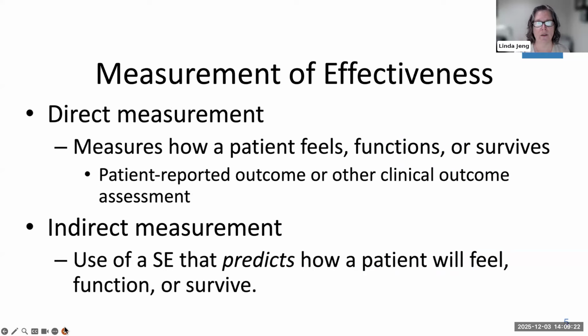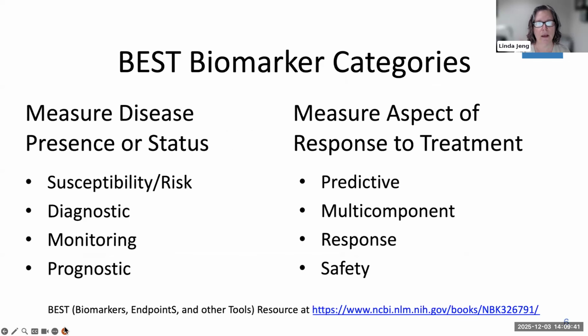Indirect measurement is more an application for the surrogates, which would predict how the patient feels, functions, or survives, as opposed to actually measuring it. So in the sense of a surrogate endpoint, you would need to have evidence that links that prediction. Next slide, please. Biomarkers can be surrogate endpoints.